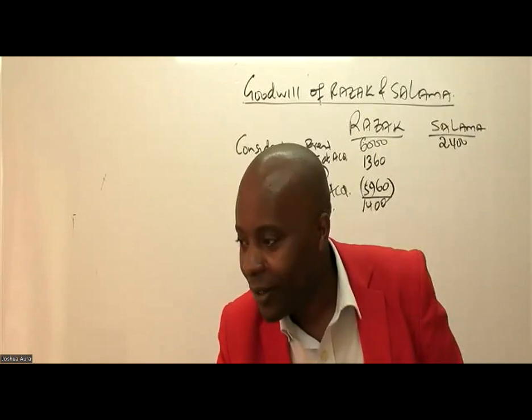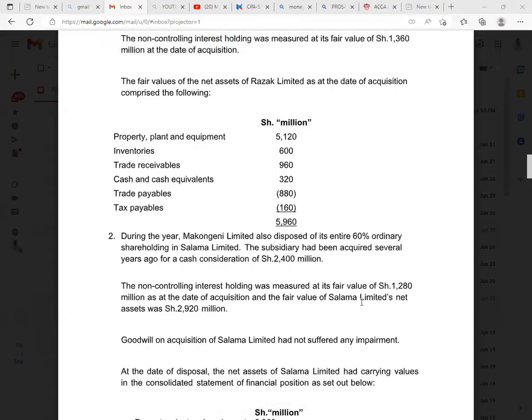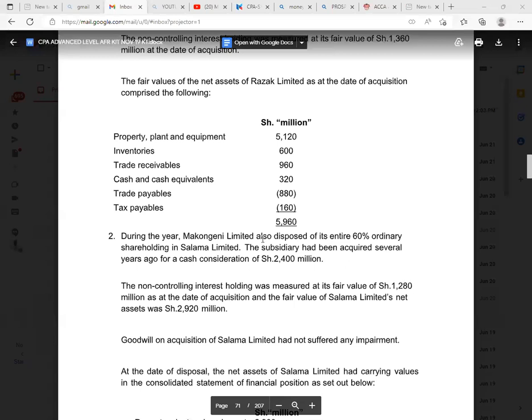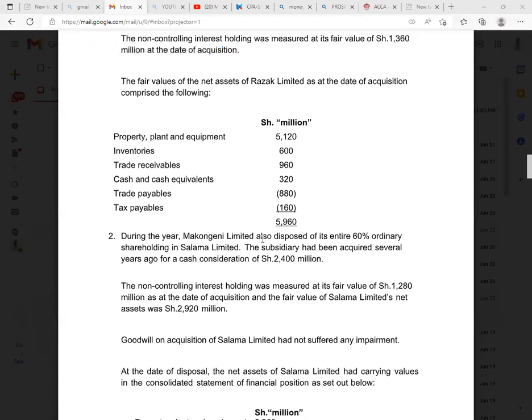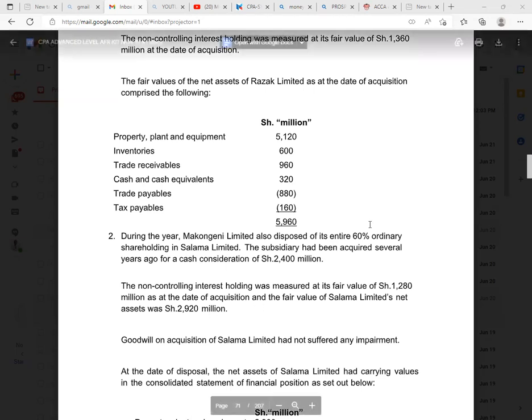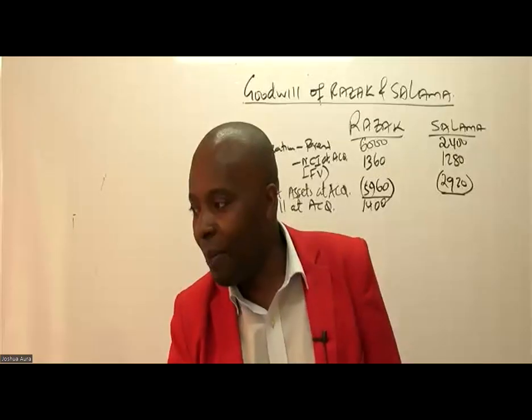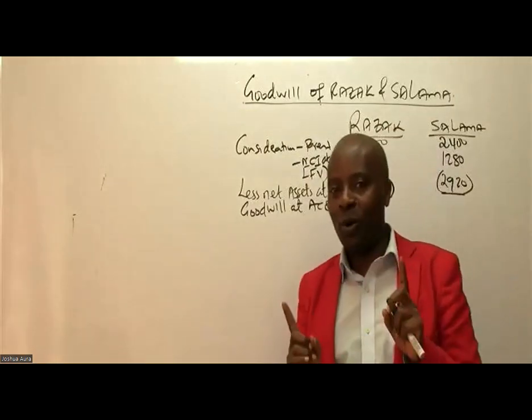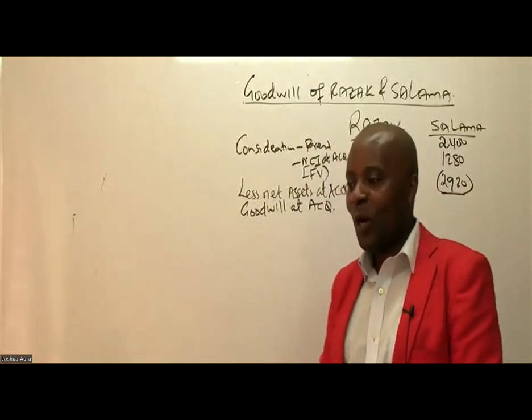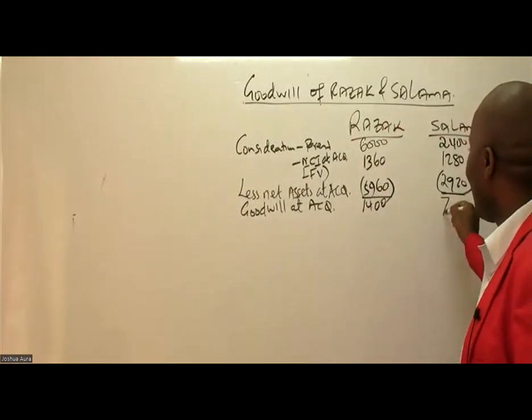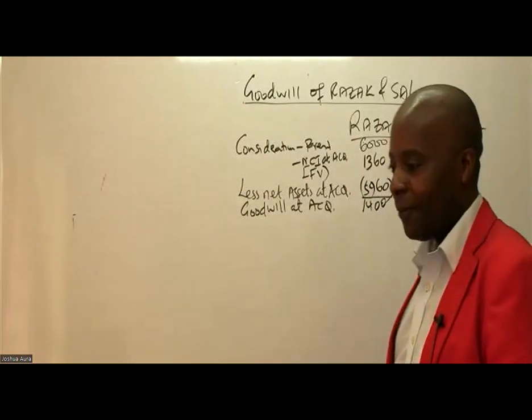Right? So we are told here the fair value of Salama's NCI was 1280. So I'll just come and fix like that. And then we have net assets of Salama. We are told here that the fair value of Salama's net assets was 2920. Great. So this one I'm subtracting. So could you kindly come and give me the goodwill of Salama at acquisition, not at the date of disposal, at acquisition? So at acquisition, we are being told is what year? 760 like that.